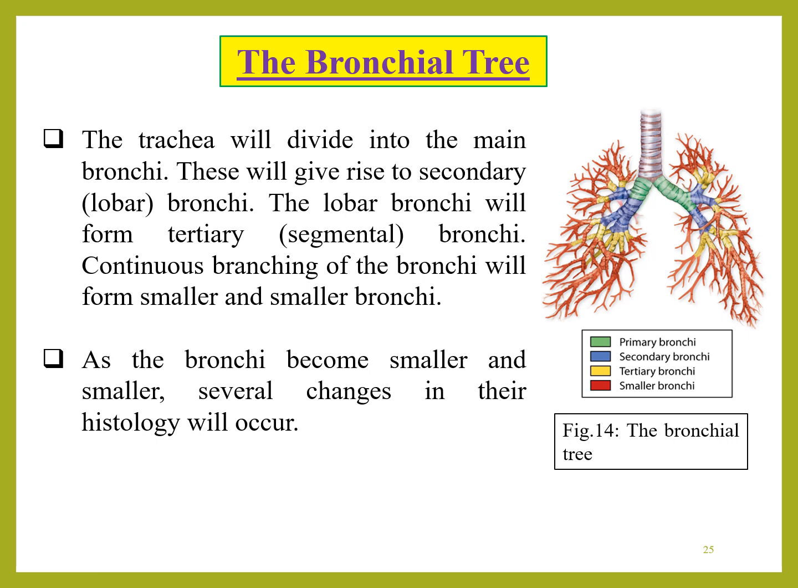Then the trachea will divide to form the bronchial tree. First, we'll have the main bronchi, then secondary bronchi, and then tertiary bronchi, and we will have continuous branching in the bronchial tree to get smaller and smaller bronchi. Now, as the division continues, as the bronchi become smaller, several changes in the histology will occur.